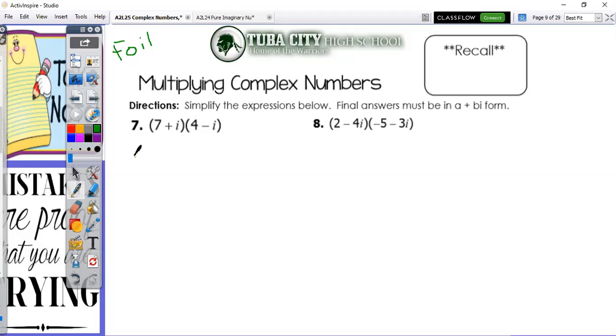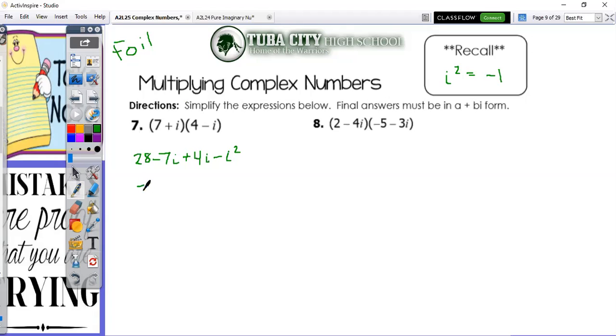So 7 times 4 is 28. 7 times -i is -7i. Don't forget those signs. Inside here, so the inside numbers, the 2 closest numbers, 4 and i, put them together, you get 4i. And let's see, i times negative i would be negative i squared. And again, i squared equals negative 1.